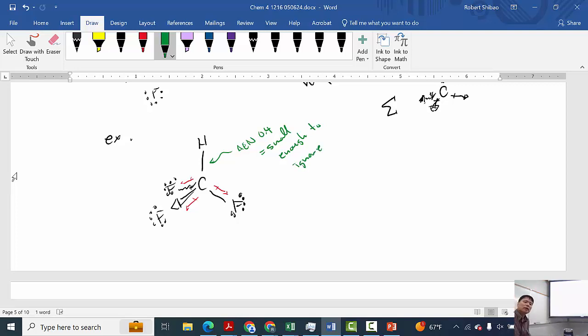It's small enough to ignore, right? Small enough to ignore. Carbon-hydrogen bonds are nonpolar. They are polar, but their polarity is so small that we're going to classify these as nonpolar. In other words, the bond dipole is too small to really worry about. And so we're just worried about the red ones here.